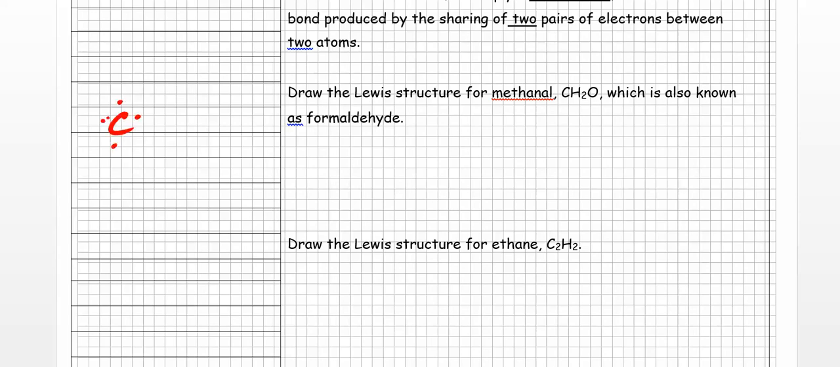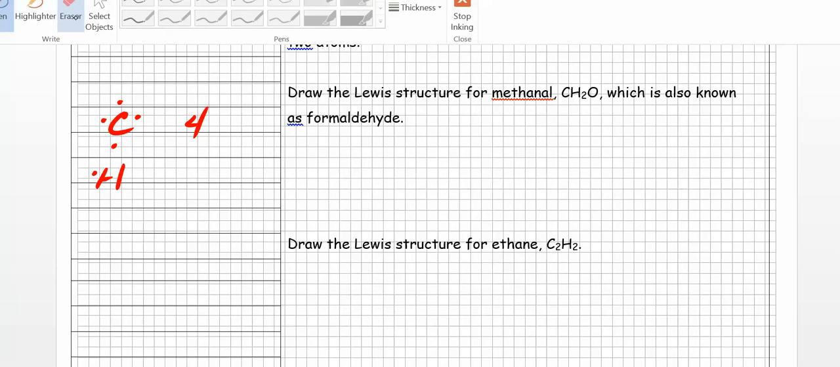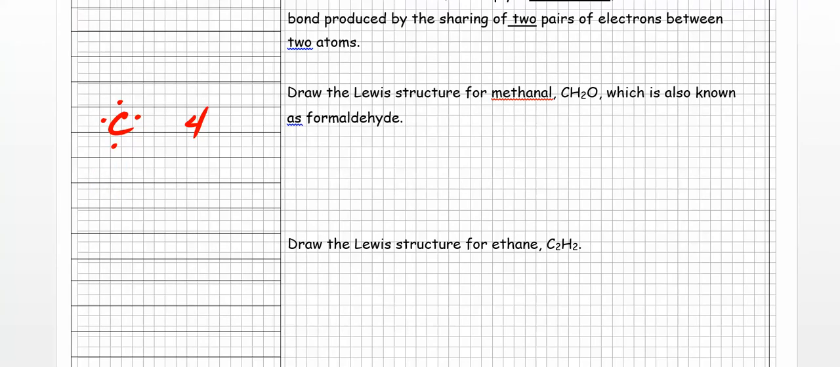1, 2, 3, 4. That's carbon right there. That's a total of 4 electrons, just like that. Hydrogen is going to have 1 valence electron, but there's 2 of them, right? Let me do that a little bit neater. All right, there we go. So now I've got hydrogen, but there's 2 of them. So I'm going to say 2 times. So that's going to be 2 more electrons.